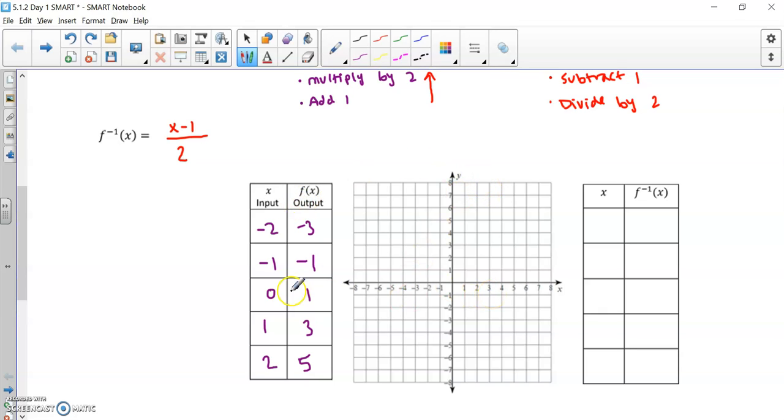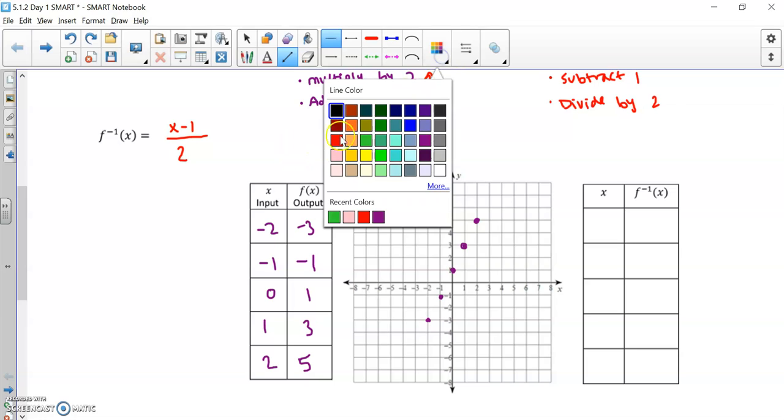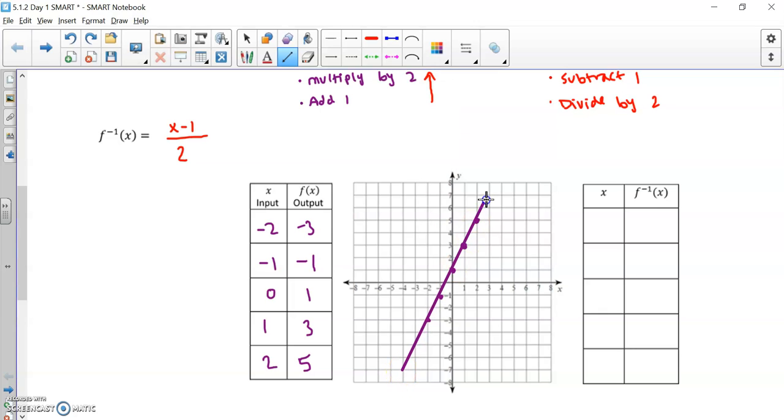Okay, so this is my original. Let's go ahead and plot the points and graph this, just as you guys know how. That's a really ugly point. All right, so here is my original function. I'm going to draw a line through that. Okay. All right, so here is my original.